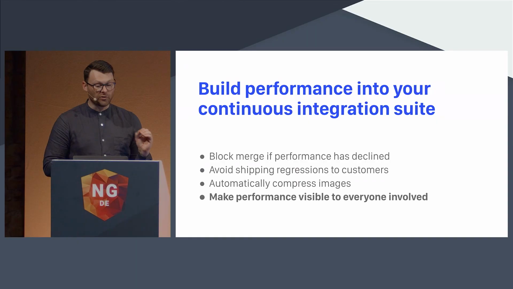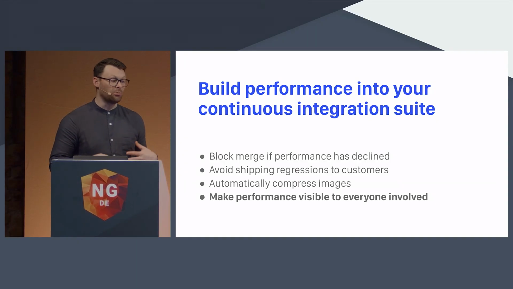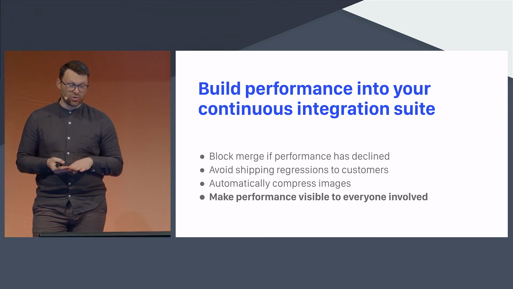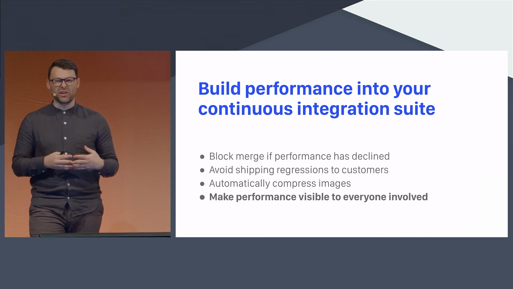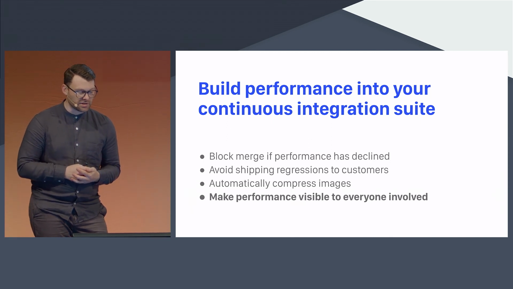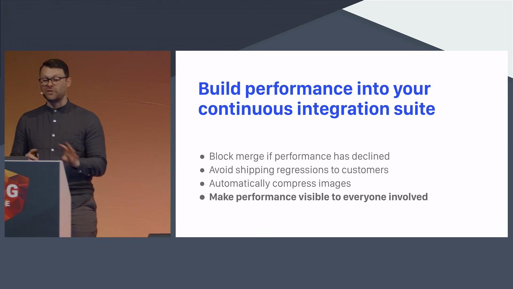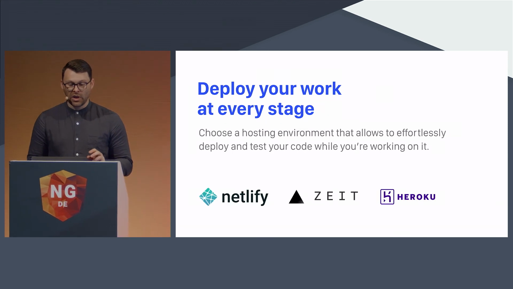In development, you can use your browser's devtools to throttle CPU and network speeds in order to see how pages differ to the full-speed localhost. You can build performance into your continuous integration suite. So you can block from merging if performance has declined. You can avoid shipping regressions to your customers. You can automatically compress images and do things that are just a little bit frustrating to do as a user as part of your job. But just make sure that performance is visible and keep everyone involved.